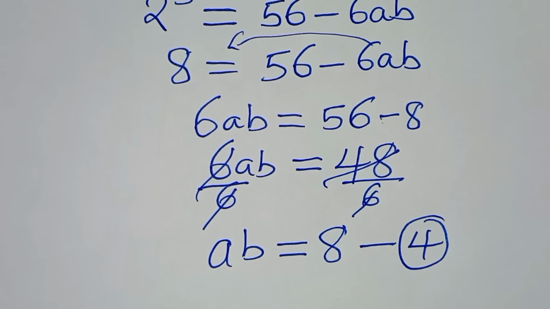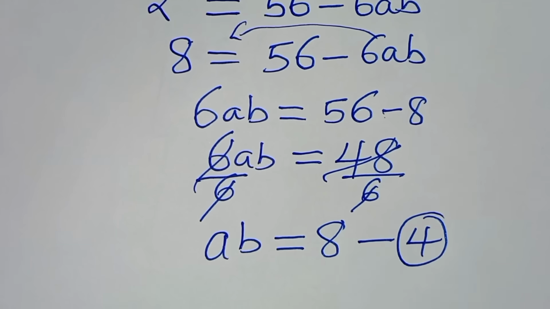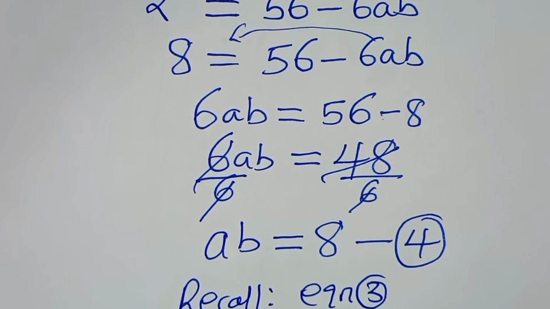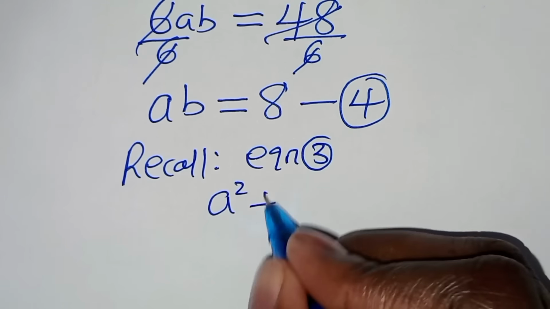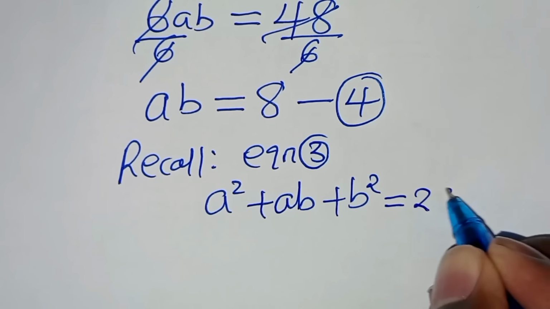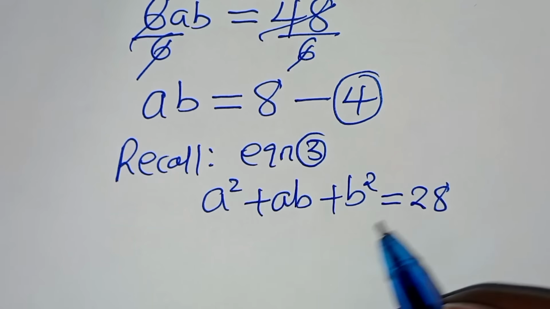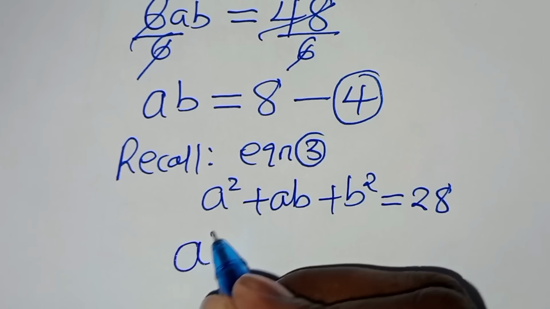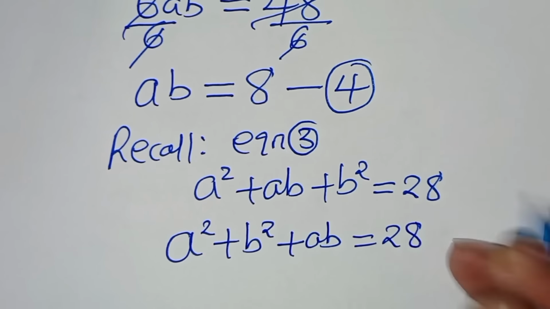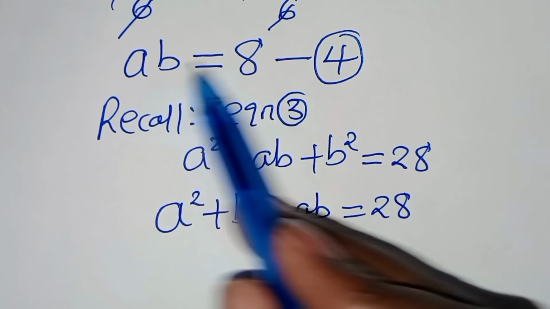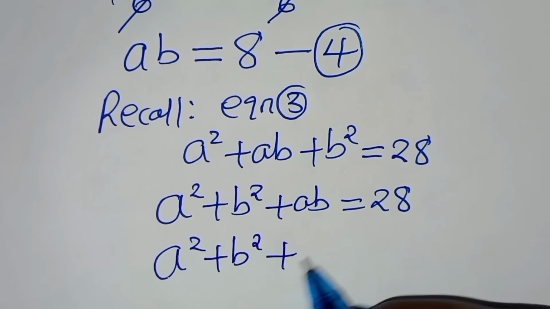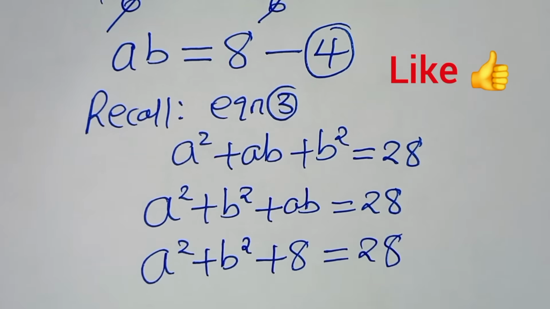Now, from this step, if we recall equation 3, which is a squared plus ab plus b squared, this is actually equal to 28. This was equation 3. From this equation, we can rearrange this so that we have a squared plus b squared plus ab. This is equal to 28. From equation 4, ab is equal to 8. So let's substitute so that we have a squared plus b squared plus 8. This is equal to 28.